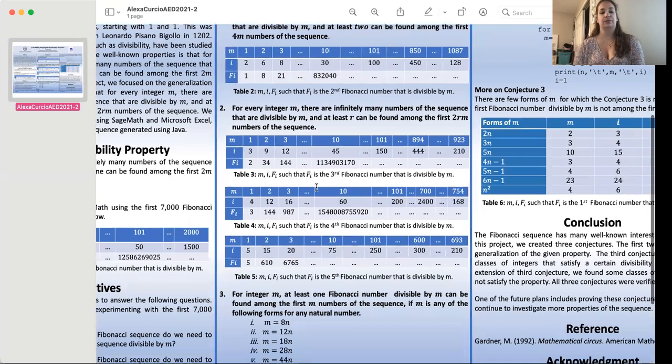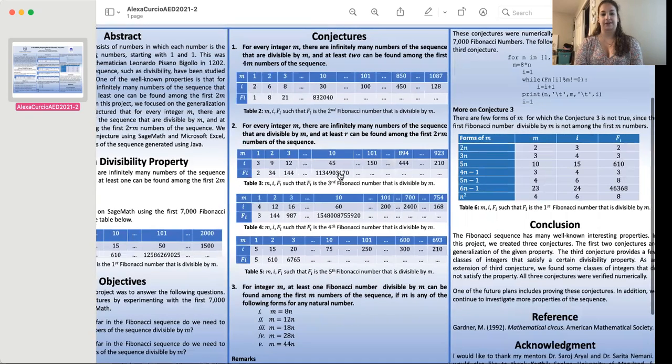The second conjecture was for every integer m, there are finitely many numbers of the sequence that are divisible by m, and these r can be found among the first 2rm numbers of the sequence. For table 3, you can see that m equals 10, i is 45, and 45 is less than 60, so it also works for this table. It also works for table 4 and 5, and as you can see, m equals 10 has a pattern. It's going by 15. So you could find the tables for 6, 7, 8, 9, and so on.